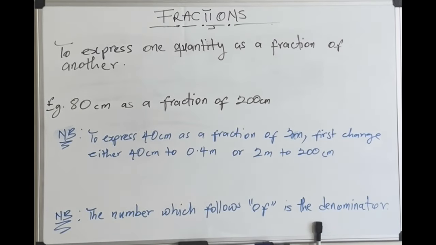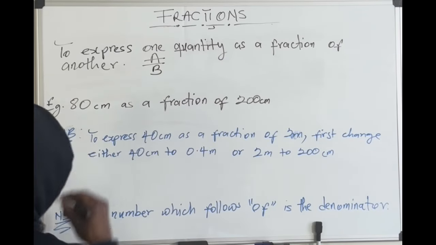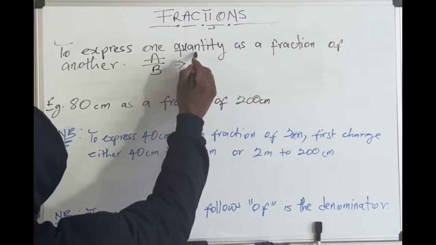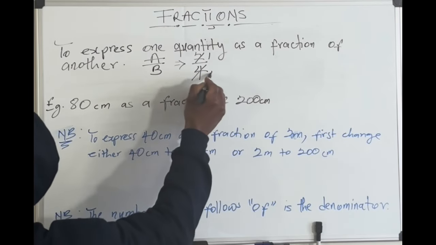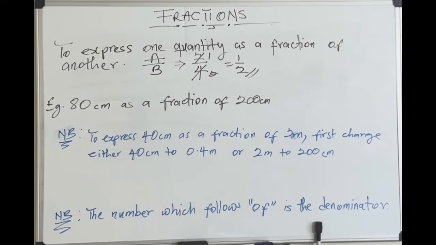So we move to express one quantity as a fraction of another. When you want to do that, you have to know that a quantity A as a fraction of another quantity B will be written as A over B and then reduced to its simplest form. So in numeric, let's say we have 2 over 4. 2 goes here, 1 goes here, 2. We have 1 over 2, or what we call half.